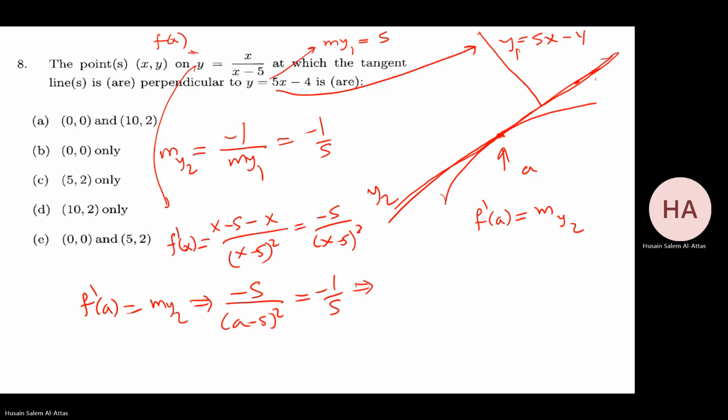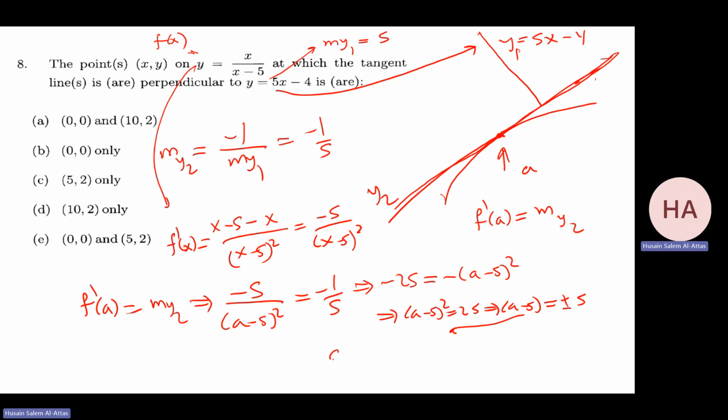That means I have minus 25 equals minus a minus 5 squared. In other words, a minus 5 squared equals 25, meaning a minus 5 equals plus or minus 5. And then two cases: a minus 5 equals 5, meaning a equals 10, or a minus 5 equals minus 5, meaning a equals 0. If a equals 10, substitute in the equation, and y will be 10 over 10 minus 5, which is 10 over 5, that will be 2. So you have the point 10 and 2.